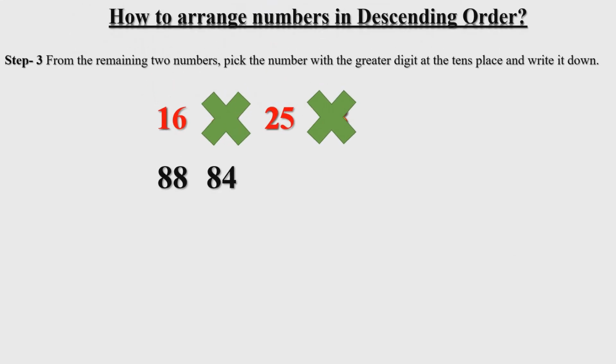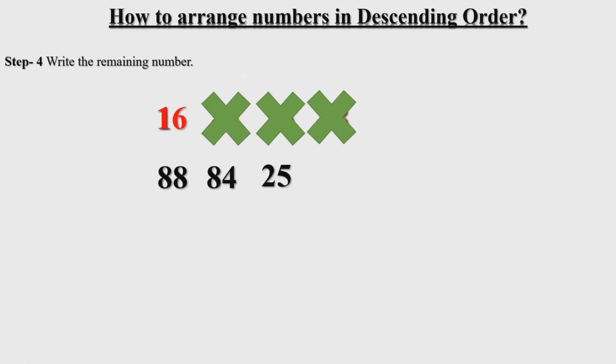Step 3. From the remaining 2 numbers, pick the number with the greater digit at the tens place and write it down. So which number is the greater in these 2-digit numbers? 16 and 25. Let's compare their tens place digits. 1 of 16 and 2 of 25. We find 2 of 25 is greater. So, we will write down 25 in answer and cut it from the question. Step 4. Write the remaining number, that is 16.